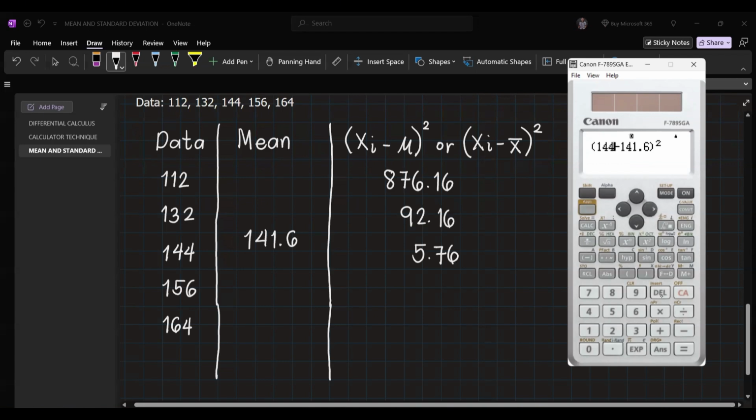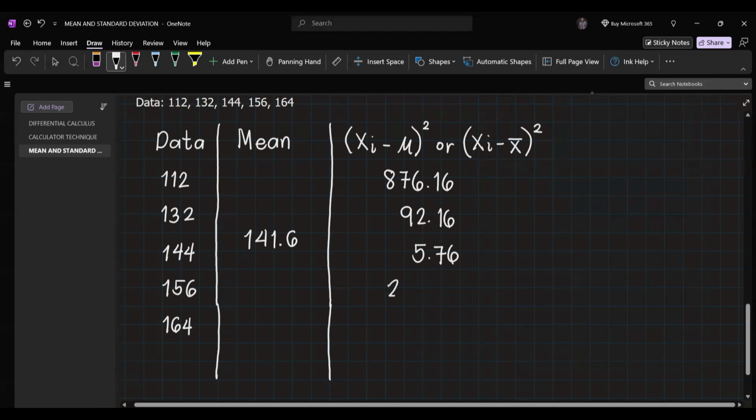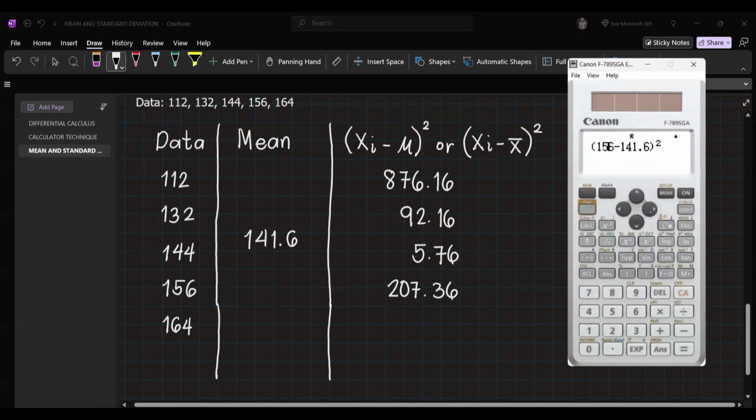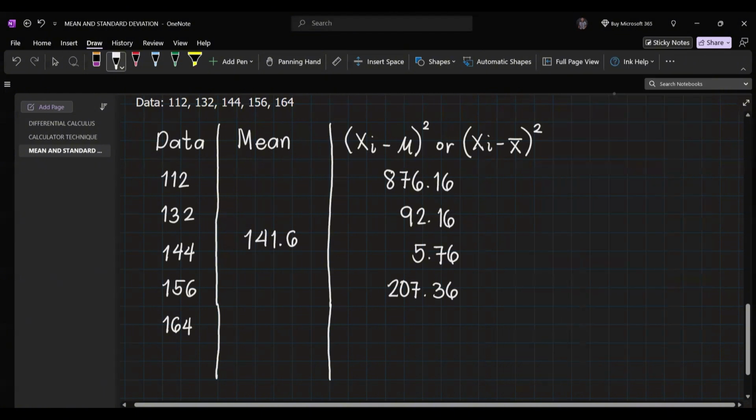Tapos, 156 minus 141.6. So, this is 207.36. And then, last, 164 minus 141.6. This is 501.76.